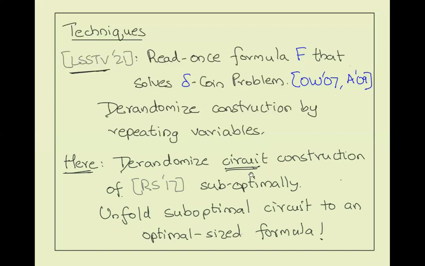But the strange thing about it is, despite the fact that this de-randomization is suboptimal, when we unfold this random circuit construction into a formula in an obvious way, we get an optimal sized formula. So despite the fact that we have a suboptimal de-randomization of the circuit construction, we end up getting an optimal de-randomization of AC0 model formulas. So that's kind of a fun and unexpected result of our de-randomization of RS.